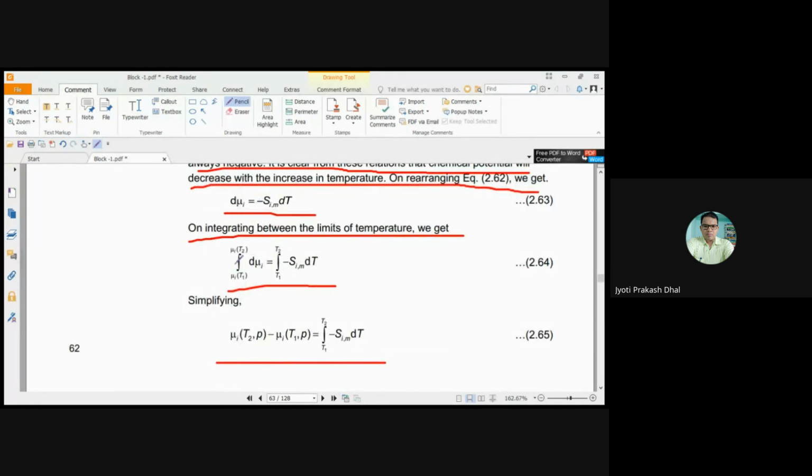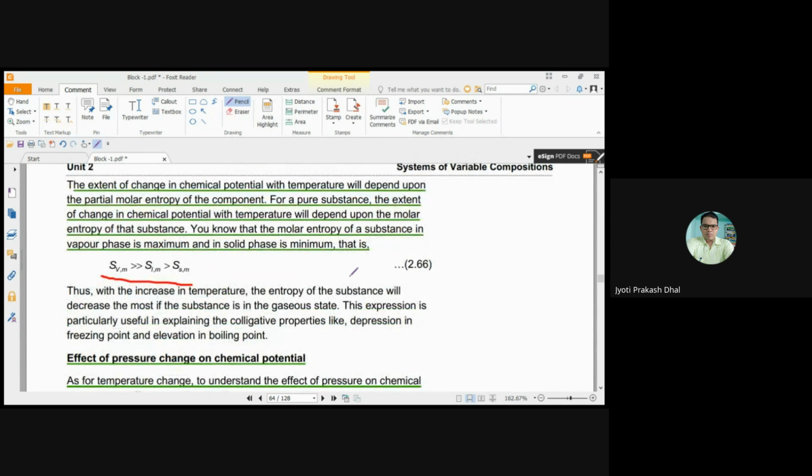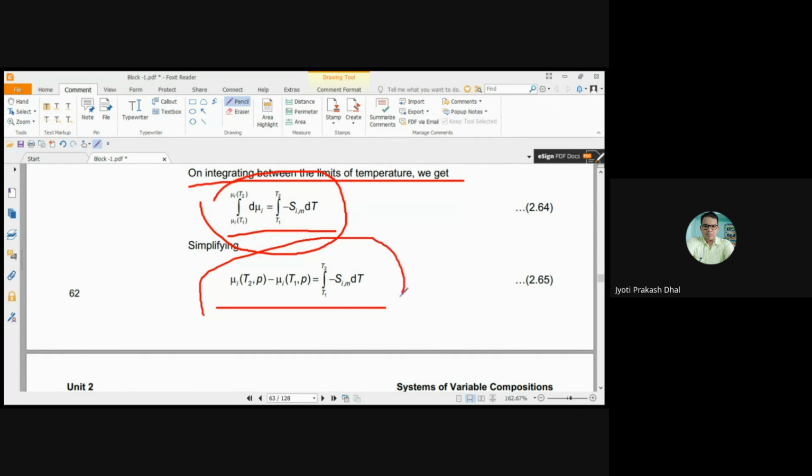So the final value of the chemical potential of the ith term can be obtained by integrating the above equation from the lower limit mu i at temperature T1 to mu i at temperature T2, and similarly in the RHS term we'll take the integration of S_im, that is the molar entropy of the ith term, S_im dT, from temperature T1 to T2, and if we simplify this we will find the value of this one.